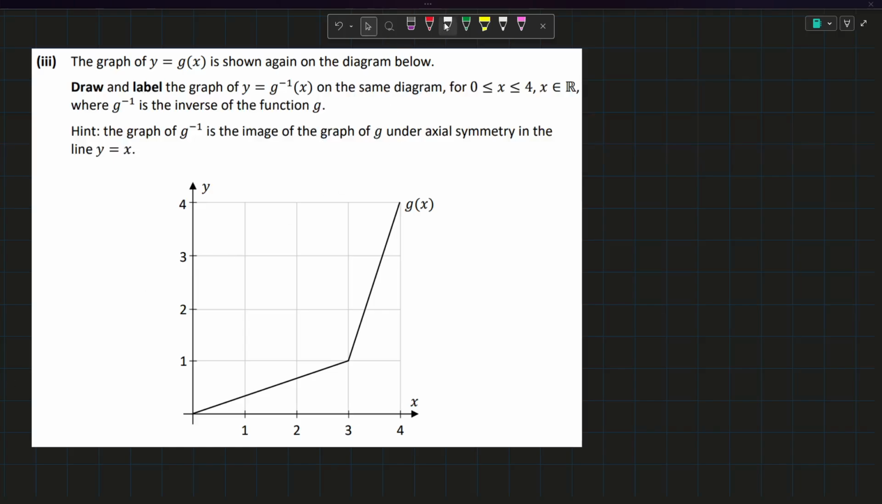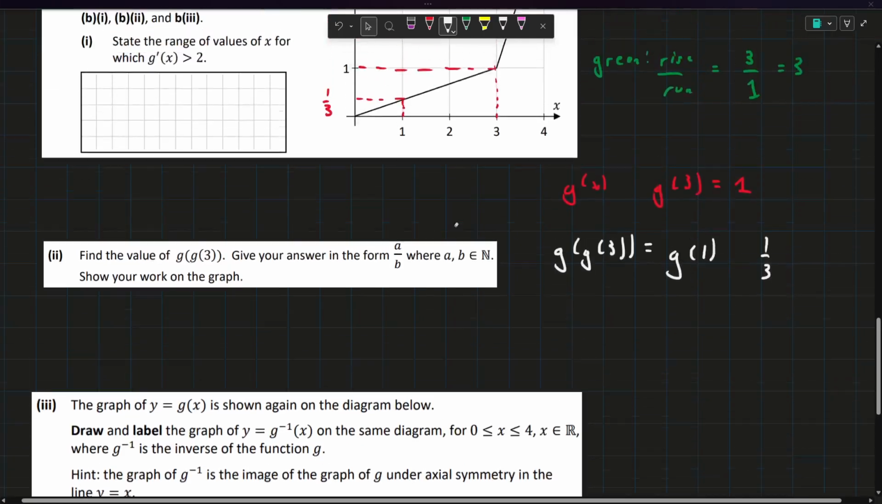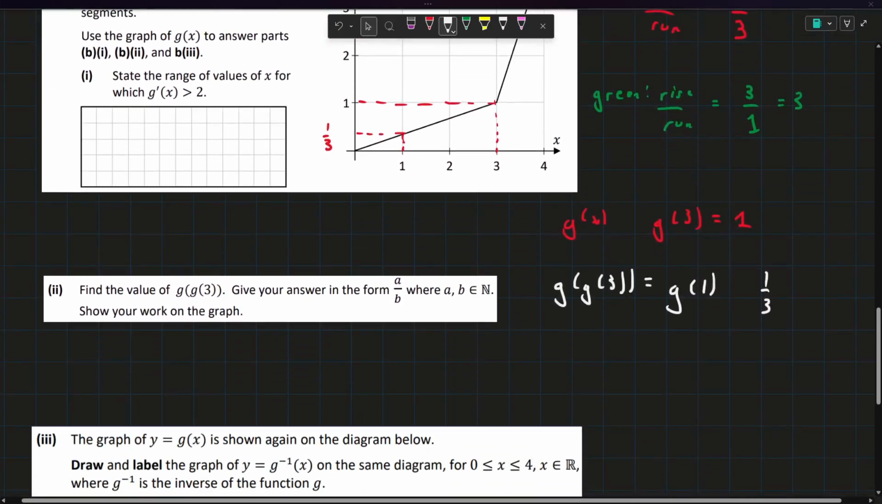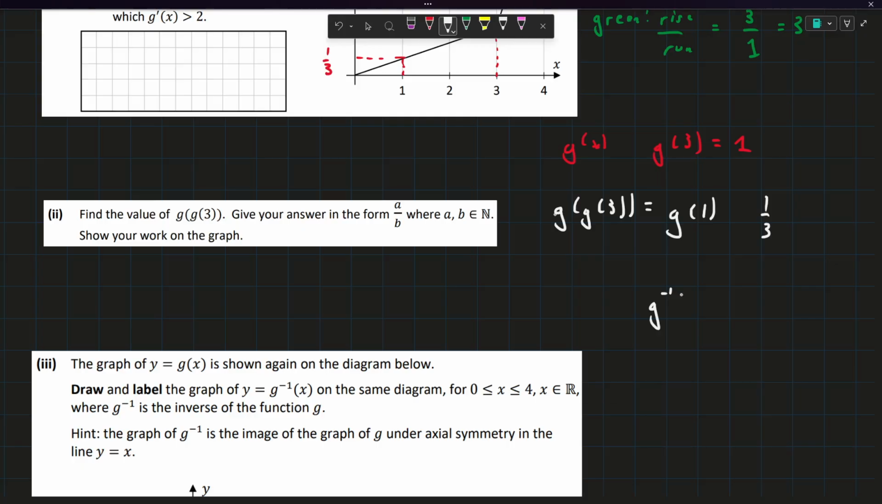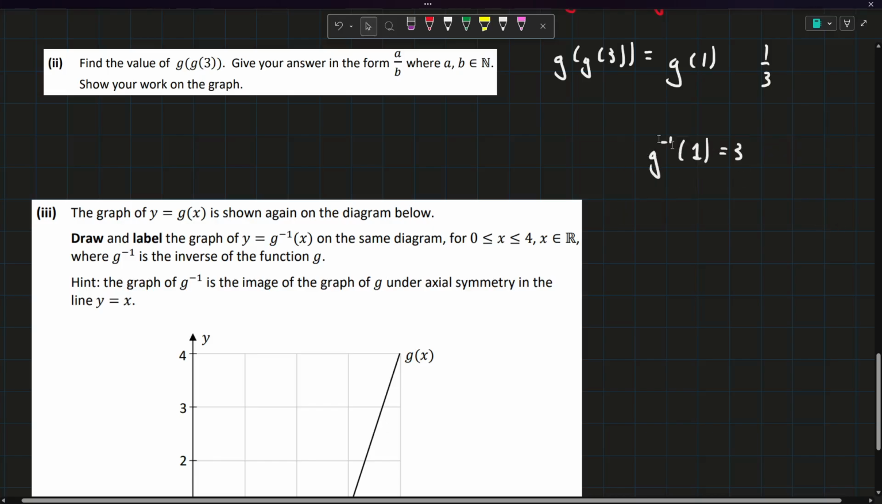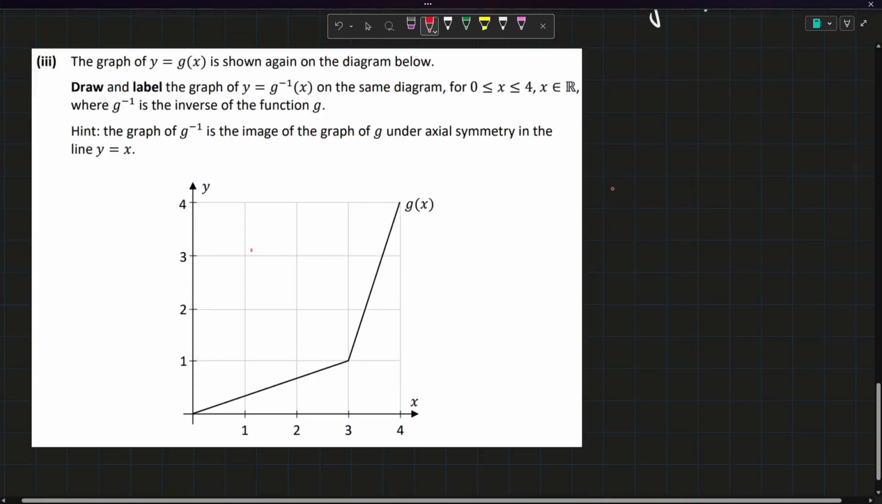Then in part 3, we're asked to sketch the inverse on the graph, and they ask us to label it as well. And then it gives a hint about axial symmetry, but I think there's an easier way to do this. So basically, the inverse of a function is that you kind of want to do it backwards. For example, the previous part kind of helps us. We know that g of 3 is equal to 1. So our new function should take in 1, so I'm going to call it g inverse. If I plug in 1, I should get 3 out, because it does the opposite of what this function does. So that gives us a point. When we plug in x equals 1, we get y equals 3. So x equals 1, y equals 3, that's a point here.